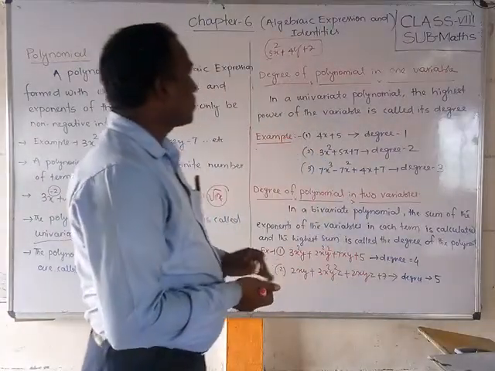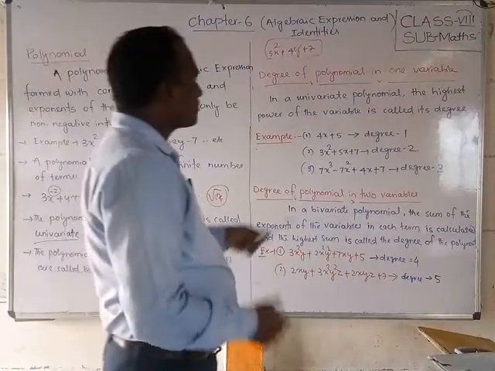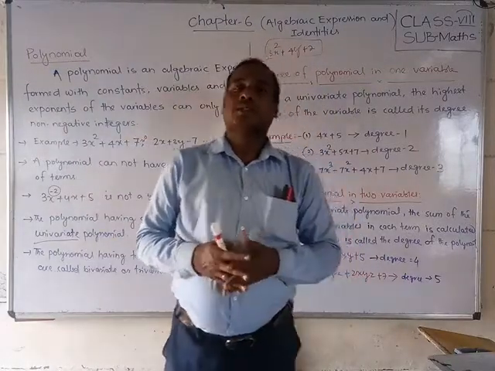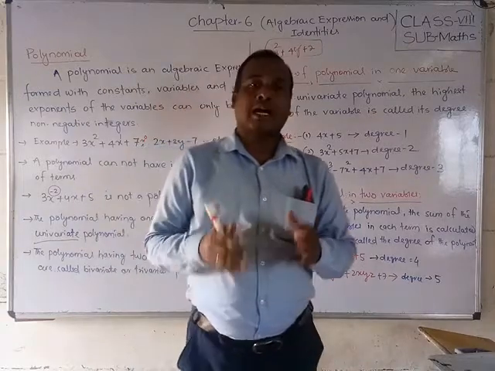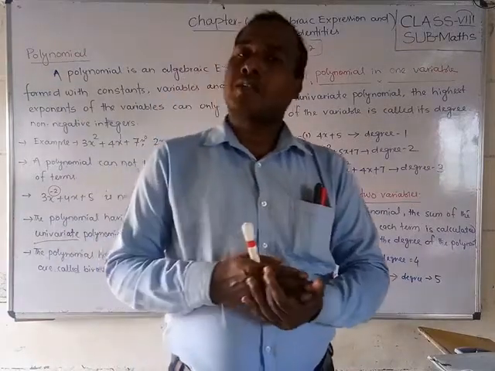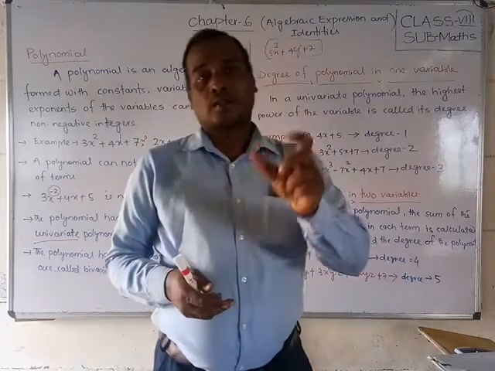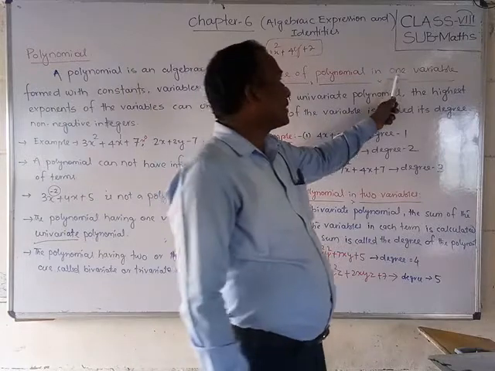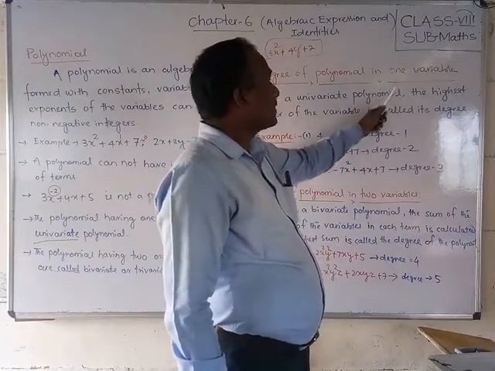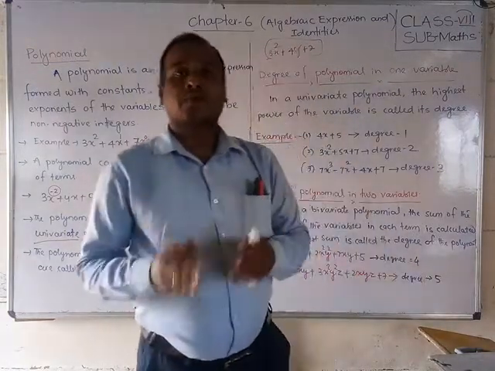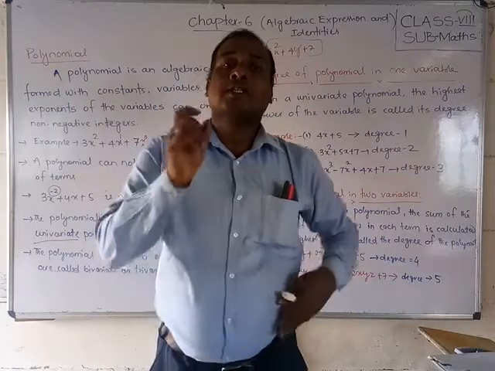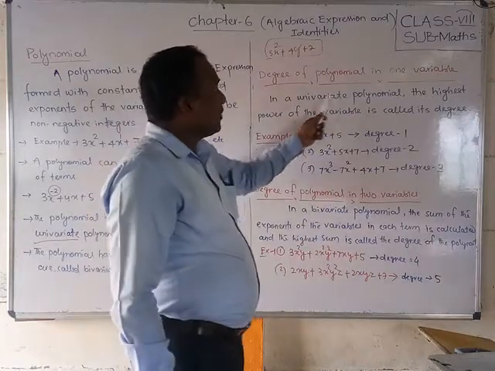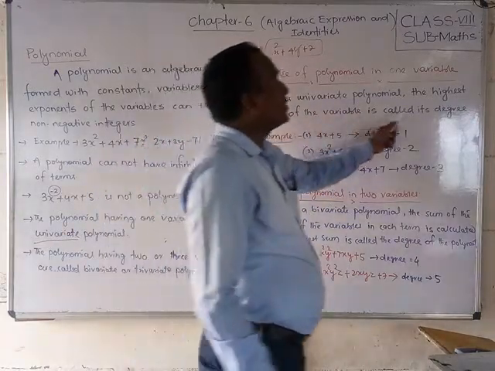Okay. Now, students, we are going to discuss the degree of a polynomial. How should we find the degree of the polynomial? Students, remember that according to their variables, we have to find the degree of the polynomial in different ways. First of all, we discuss the degree of a univariate polynomial, that means one variable. A univariate polynomial contains only one variable. In a univariate polynomial, the highest power of the variable is called its degree.